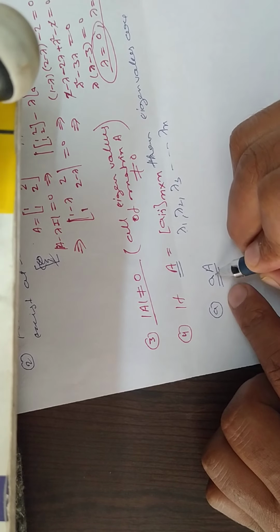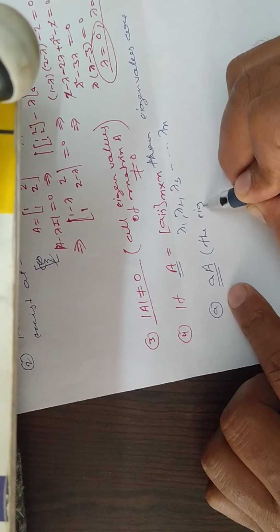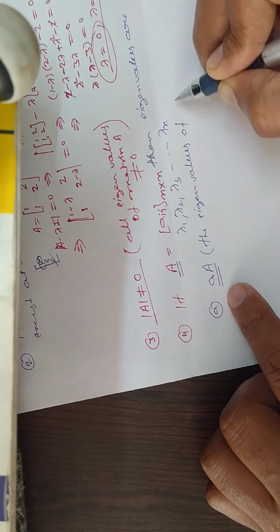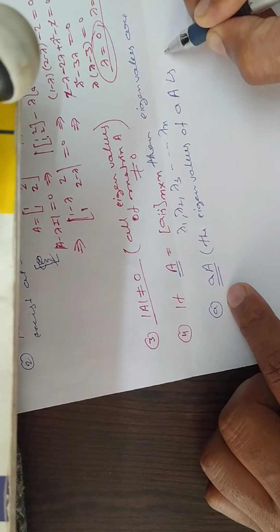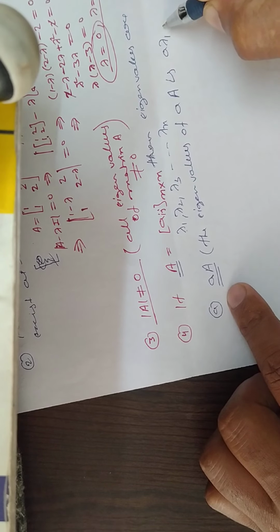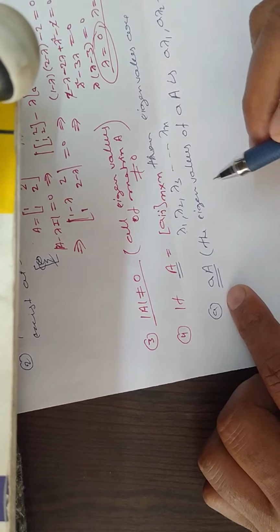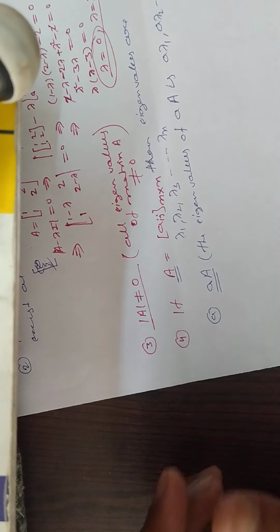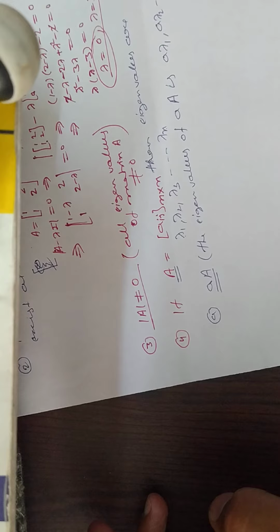So the eigenvalues of A times the matrix are A lambda 1, A lambda 2 and so on up to A lambda n. Students, the scalar is automatically multiplied with each and every eigenvalue of the matrix. So you don't need to calculate the eigenvalue of the new matrix.